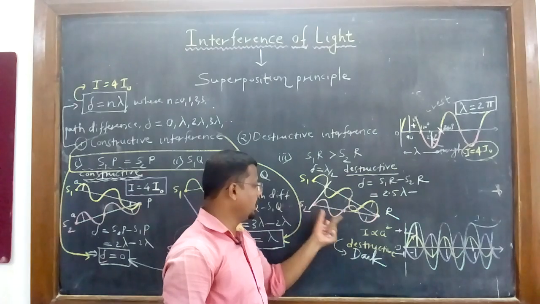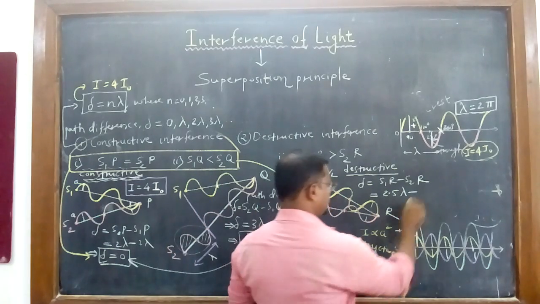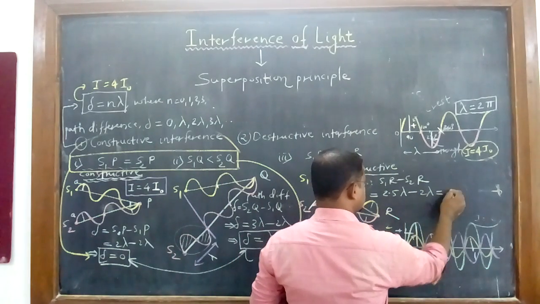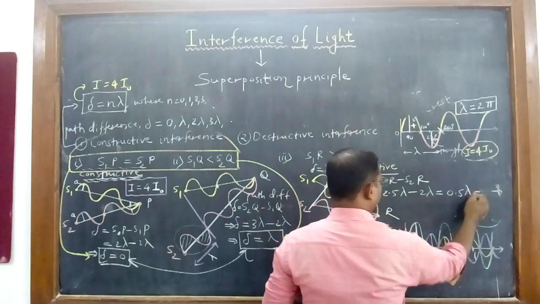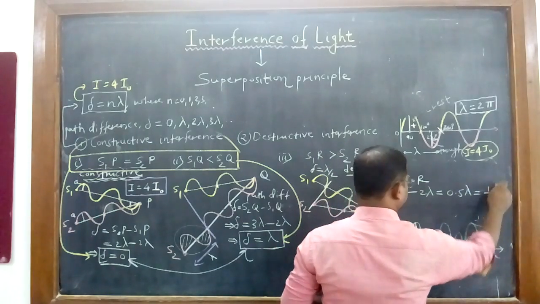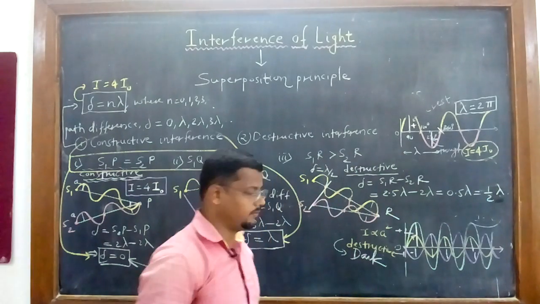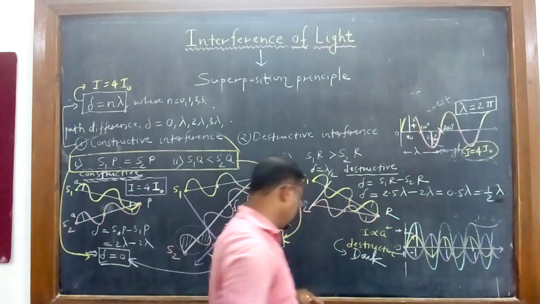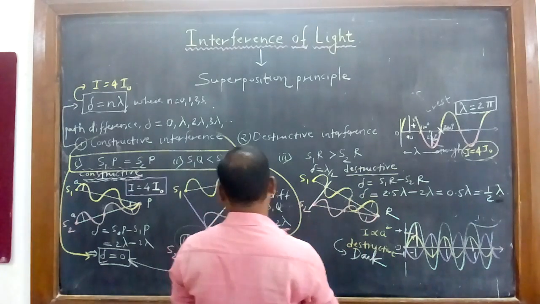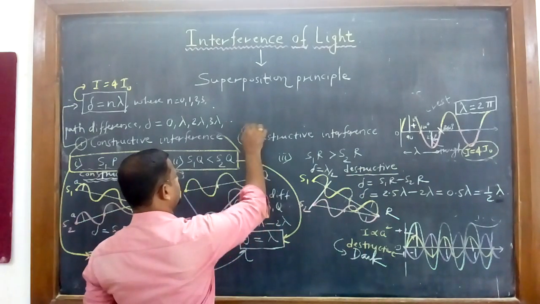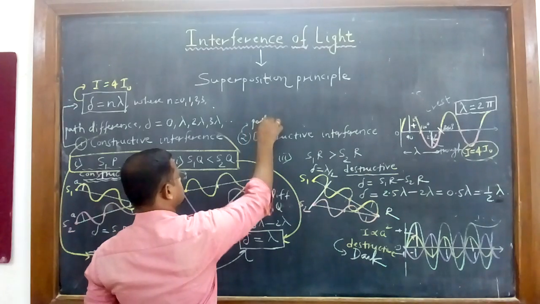And what is S2R? It is 2, so it is 2 lambda. So the difference is equal to 0.5 lambda, and 0.5 lambda means half lambda. Okay, half lambda. So whenever the path difference between the two waves is going to be equal to, I am going to write here, the same concept.